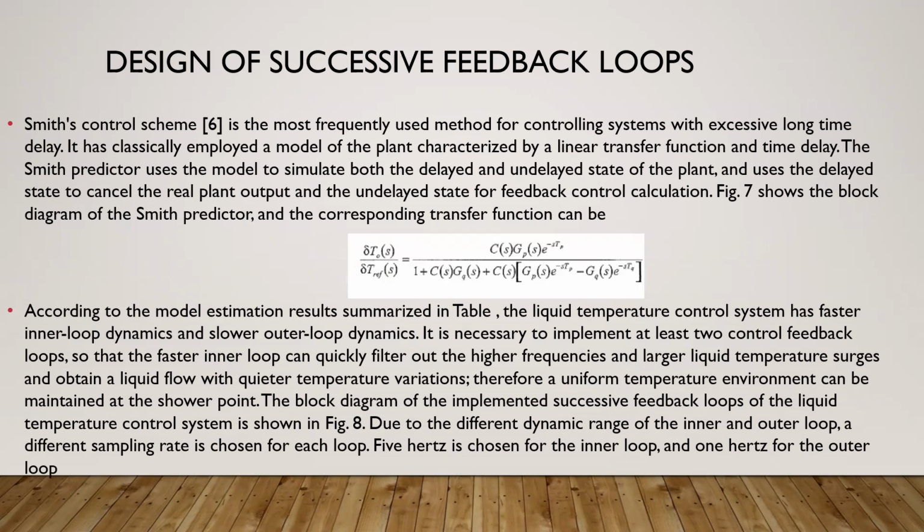Smith control is the most frequently used method for controlling systems with excessively long time delay. It has classically employed a model of the plant characterized by a linear transfer function and a time delay. The Smith predictor uses the model to simulate both the delayed and undelayed state of the plant, and uses the delayed state to cancel the real plant output and the undelayed state for feedback control calculations through the block diagram.